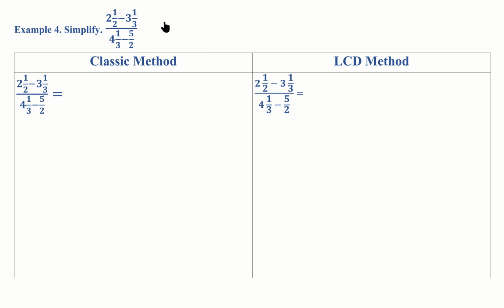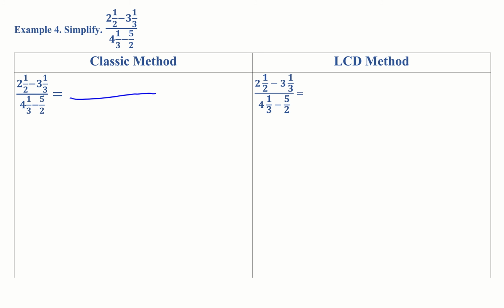This works really nicely with just plain numbers as well. Let's go ahead and try it here with this problem. Now remember, before we can use that trick, on the right side here with the LCD method, they need to be in improper fraction mode. But also in the classic method, we're still going to use the improper fraction mode first. So let's go with the classic method first.